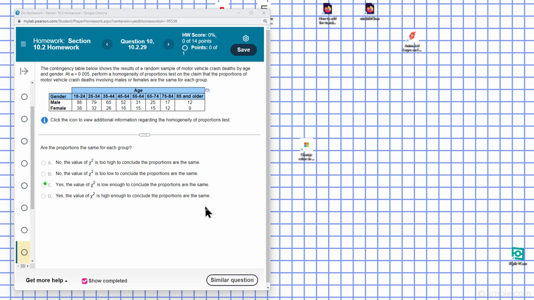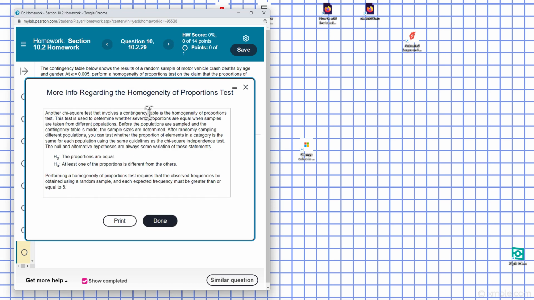This is Chapter 10, Section 2, Problem 29. The contingency table below shows the results of a random sample of motor vehicle crash tests by age and gender. At a level of significance of alpha equal to 0.005, perform a homogeneity of proportions test on the claim that the proportions of motor vehicle crash tests involving males or females are the same for each group. So let's take a look at this information bar here.